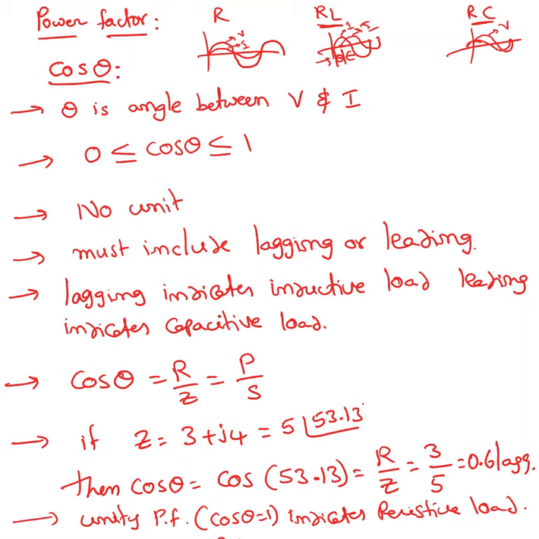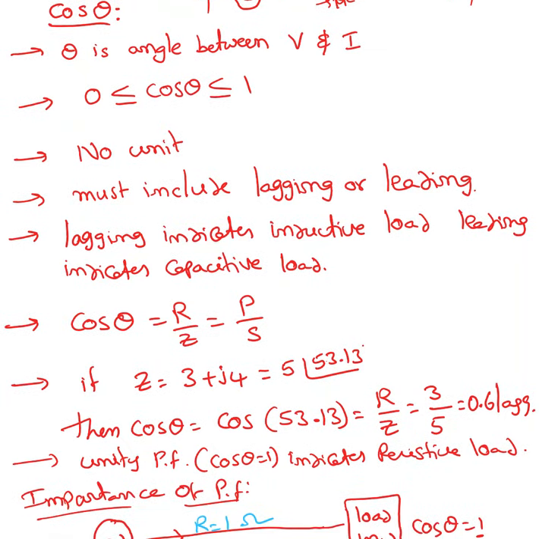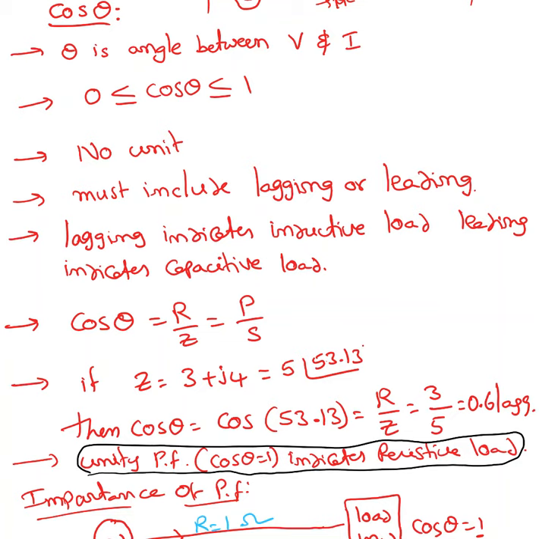So theta is the angle between voltage and current. For a pure resistive load, what is the angle? That angle is 0, and cos 0 is 1. So a pure resistive load will have unity power factor. Unity means 1, and it indicates a resistive load. If you see a unity power factor load, that is a resistive load.